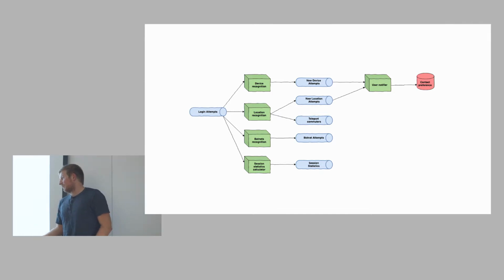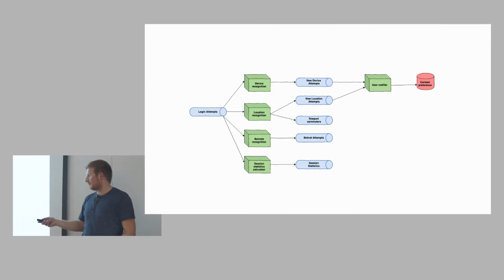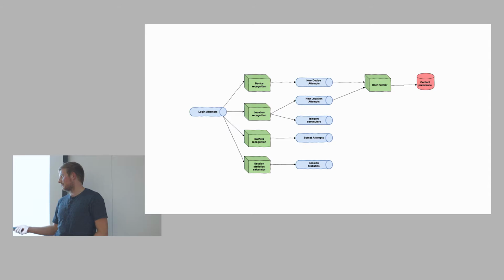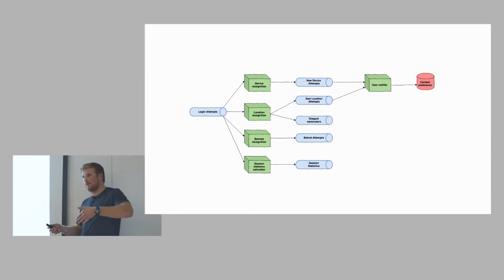And our last stream processor in this group, session statistics calculator, may get all these events as they happen, calculate like total attempts within given session, calculate total count of failed attempts within given session, maybe failure ratio, whatever we find useful for further analysis.